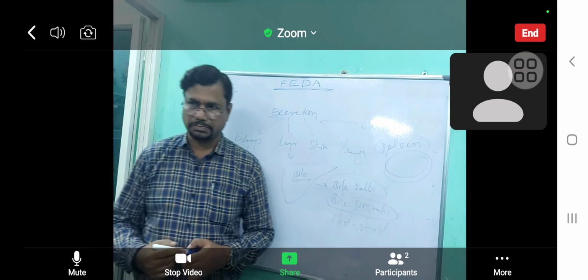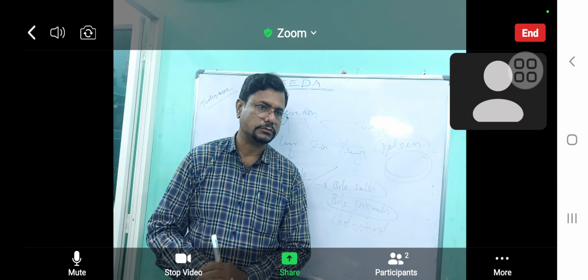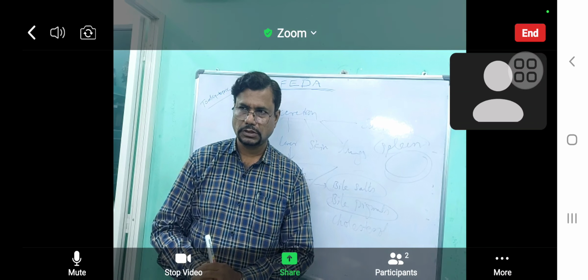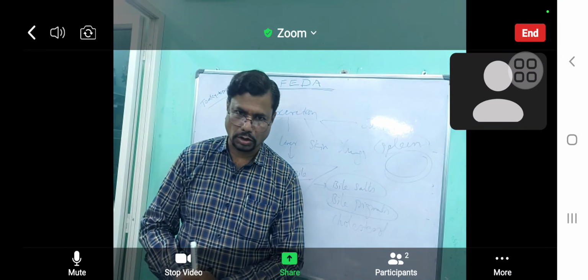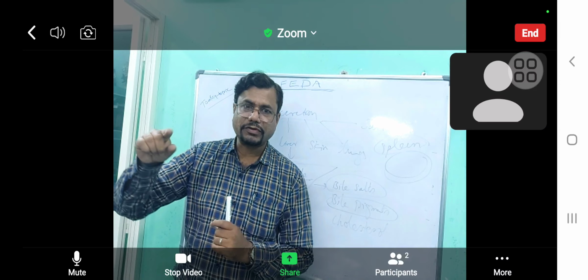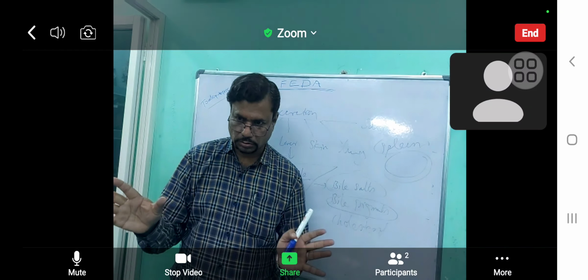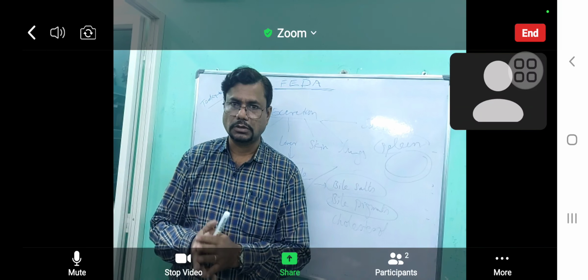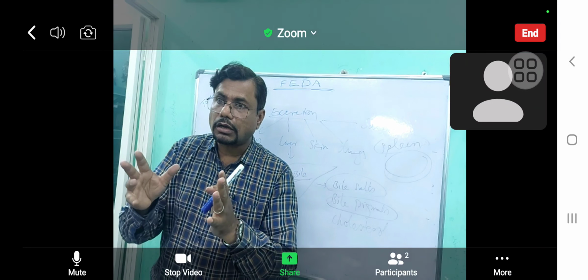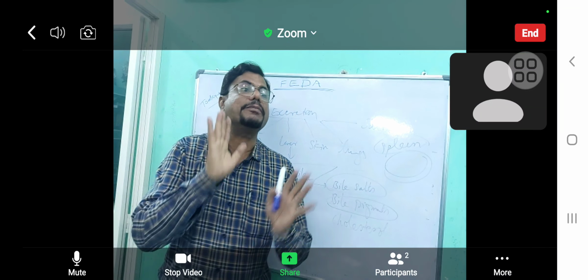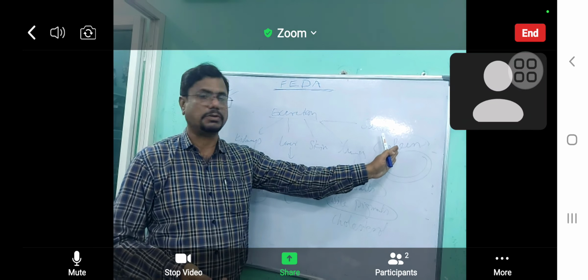Do you know what the spleen is and what its function is? The other name for the spleen is graveyard. You know, Kabristan, Smashanam. Graveyard for RBCs. That is what the spleen is.